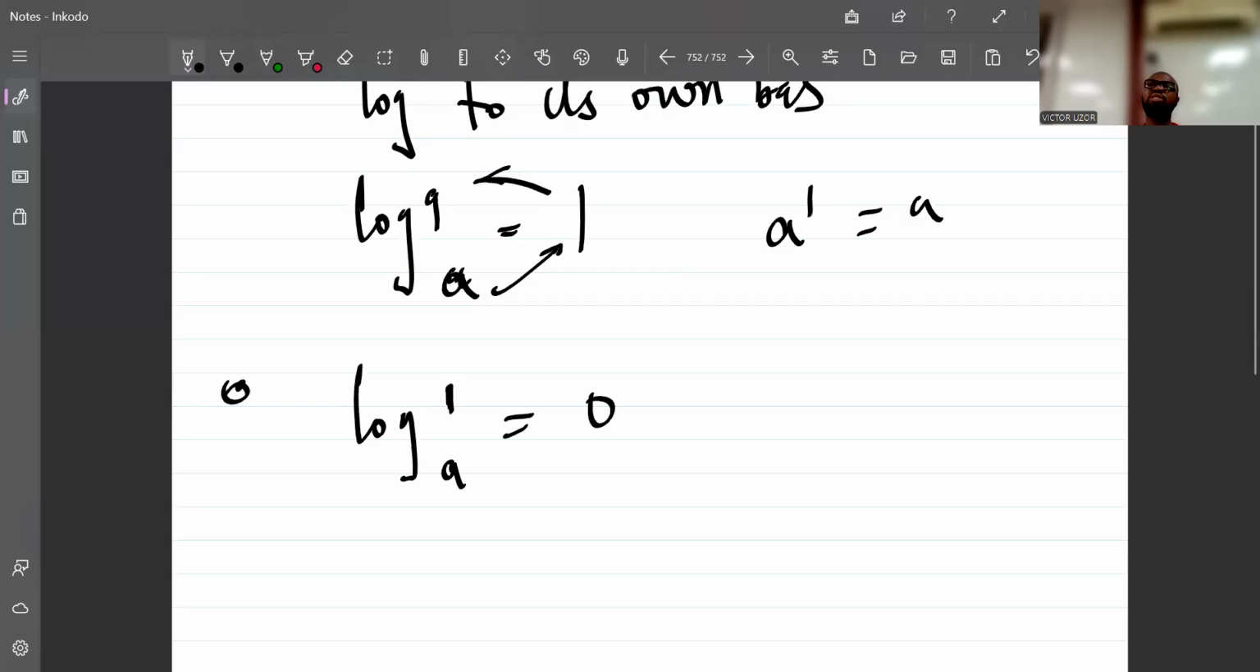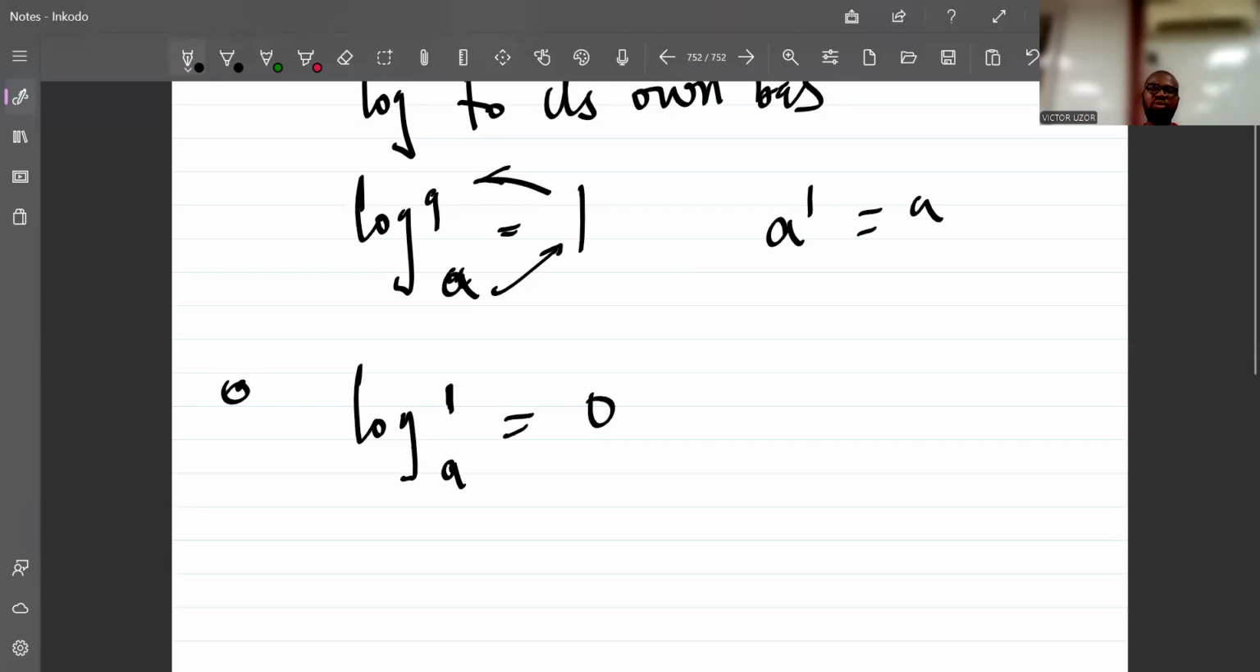And anything raised to power 0 is 1. So if I have A raised to power 0, it's going to give me 1. So whatever the base is, understand that log 1 is 0 and log to its own base is 1. Log 0, we'll find out.